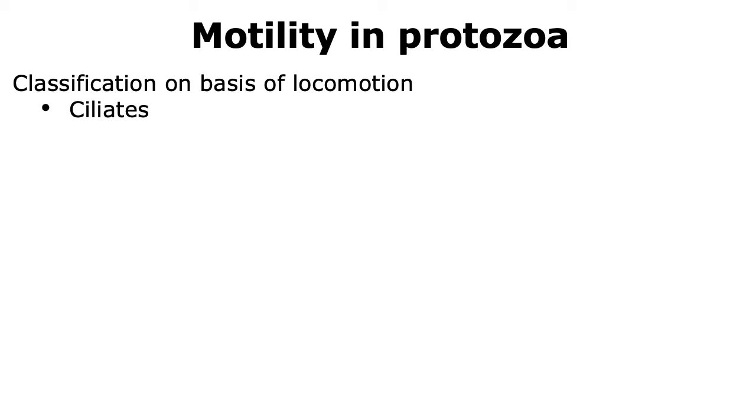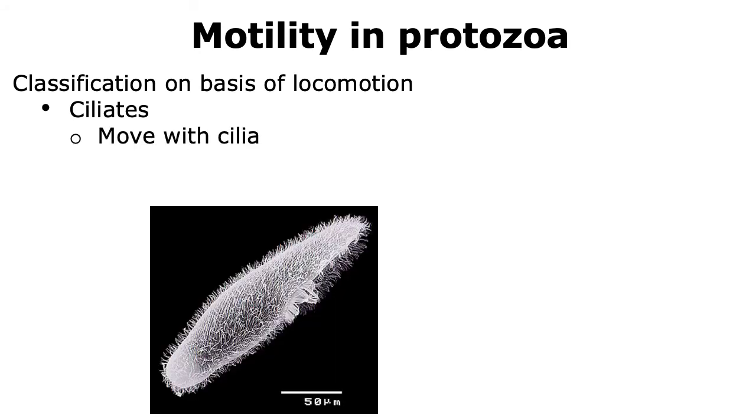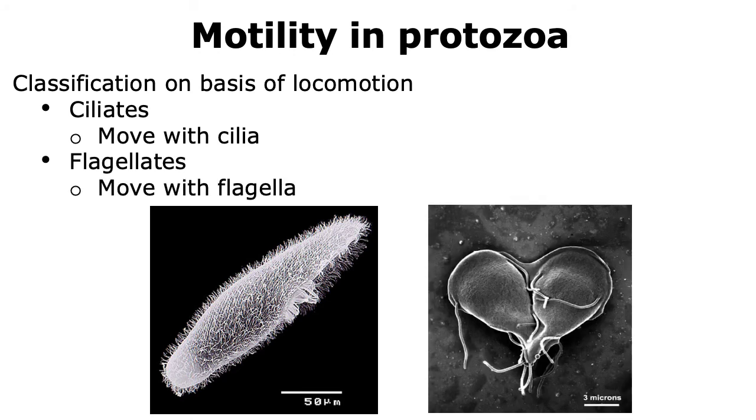Ciliates are protozoa that are able to move with the help of hair-like projections that are present on the cell surface that are called cilia. Flagellates, on the other hand, are protozoa that are able to move with flagella. Cilia and flagella are quite similar, but some of the key differences are that flagella are longer and cilia are more numerous.